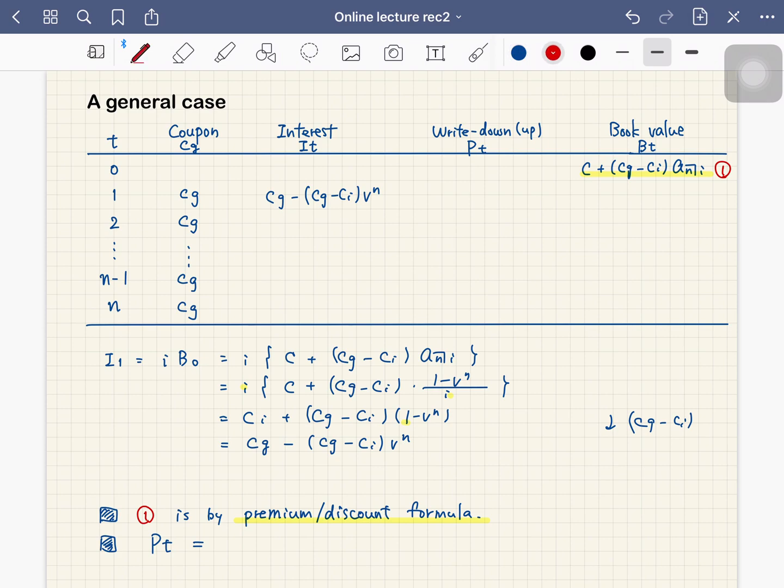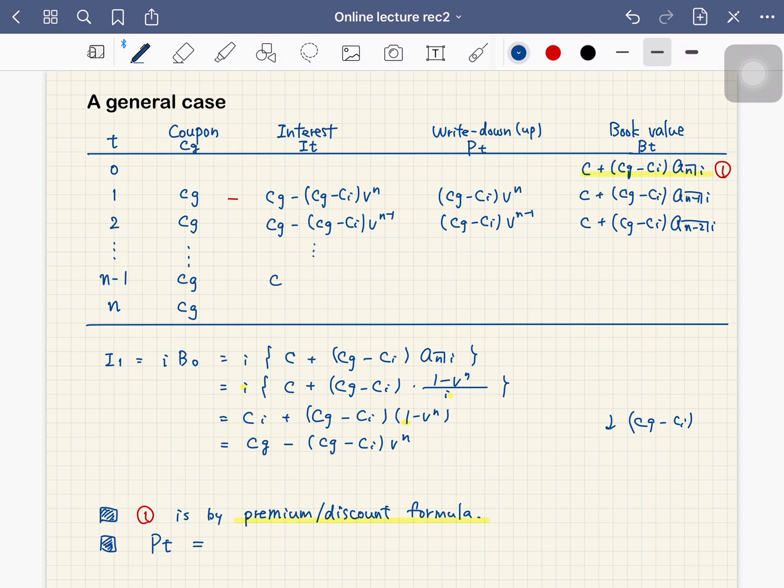Okay, so now we can calculate the write down. Write down is just the principal repaid for the loan, so coupon minus interest earned. So Cg cancels, and this amount is (Cg minus Ci) times v^n. The remaining part is just the same, so n becomes n minus 1: C plus (Cg minus Ci) a angle n minus 1 at i. Then the next term, just n becomes n minus 1, so Cg minus (Cg minus Ci) v^(n minus 1). Then C plus (Cg minus Ci) a angle n minus 2 at i, and so on.